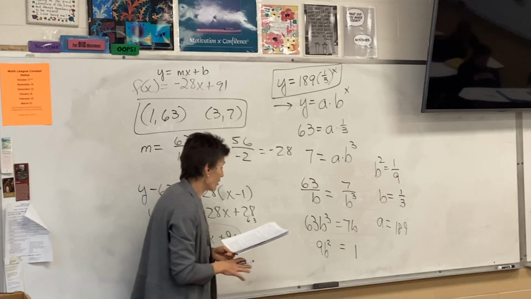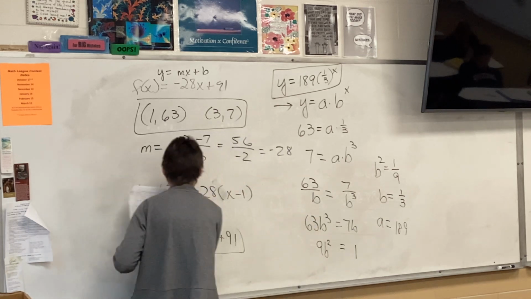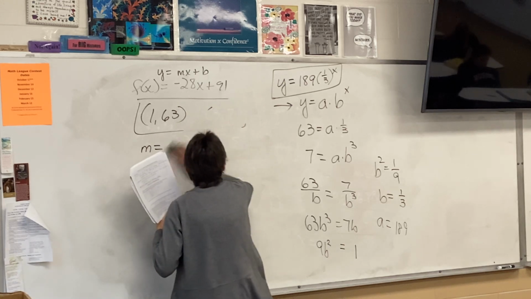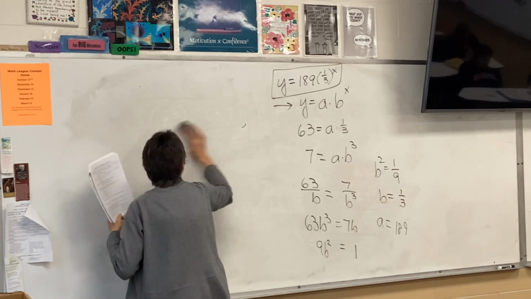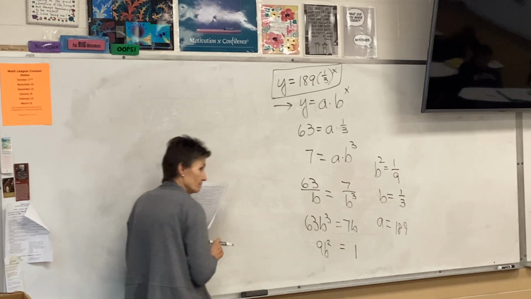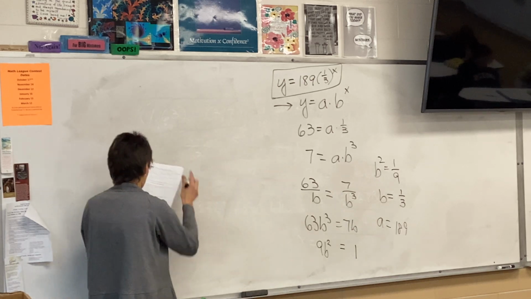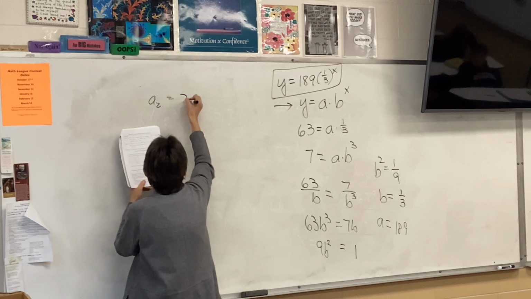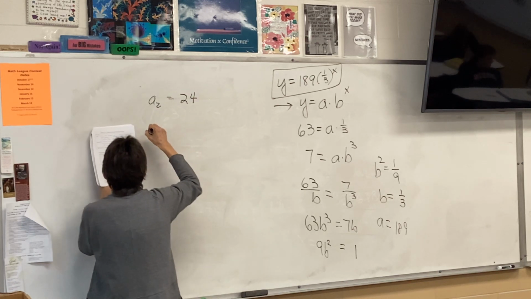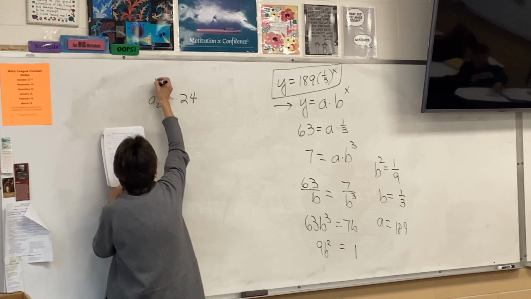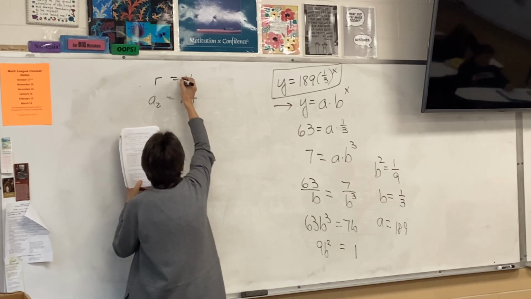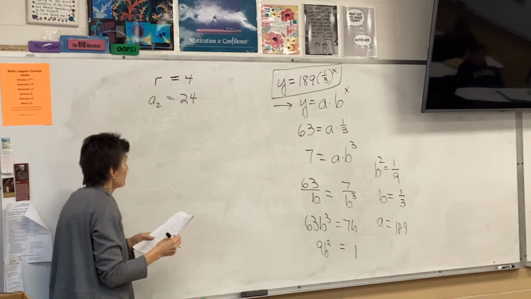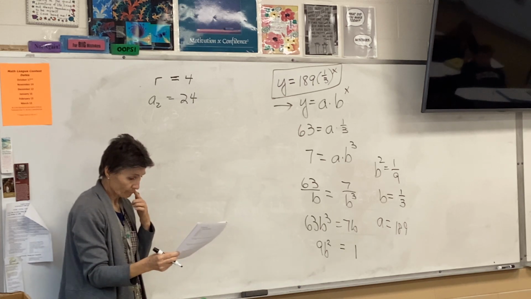Anybody having a thought on that? Could have been full of great ideas today. Anybody have a thought on that? Yeah. Not yet. Not yet. If you generate one, a sub 2 is 24. The ratio is 4. Okay. So what do you think it is, Quinn?